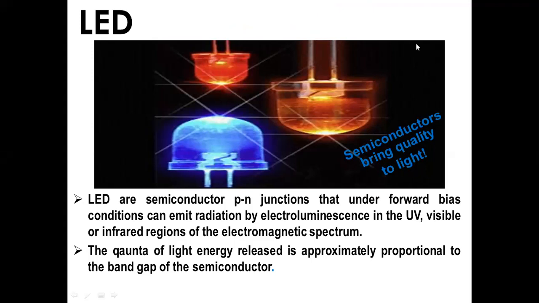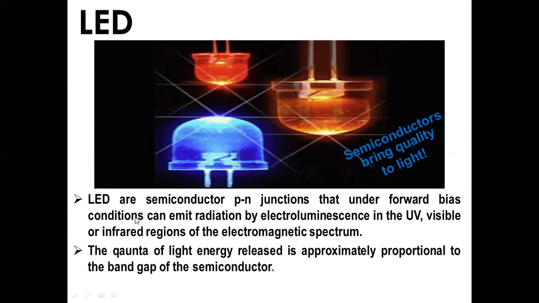LEDs are semiconductors, PN junctions only that we are using here. There is no difference. These LEDs are also semiconductors and PN junctions under forward bias condition. How was the photodiode? Reverse bias condition. But these LEDs are under forward bias conditions. It can emit radiation by electroluminescence.